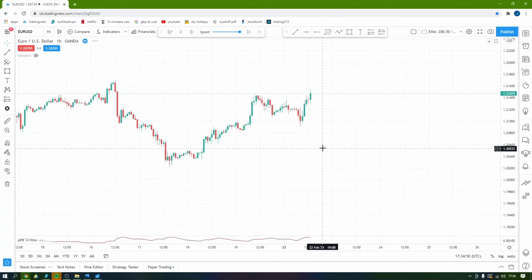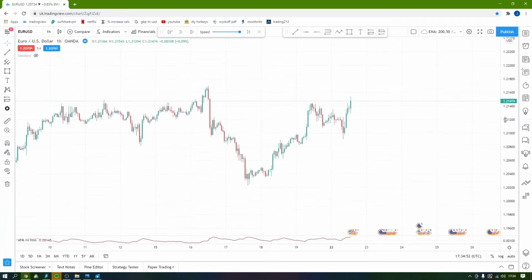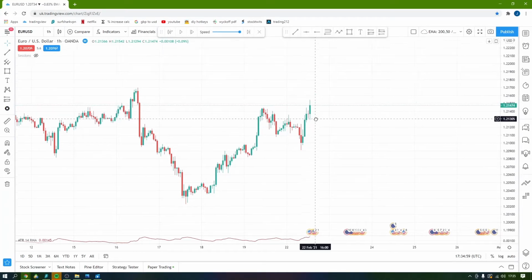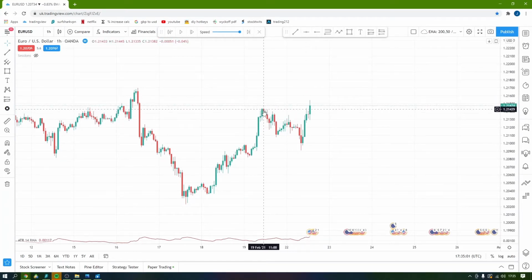So coming down onto the 1 hour, which was where I sort of started properly starting to formulate where I might be able to enter a trade. So this was the 1 o'clock to 2 o'clock candle here. As you can see, it's pretty bullish, closing above these highs here.